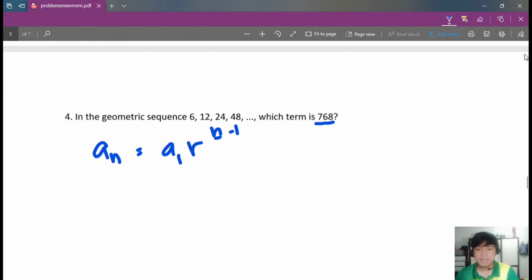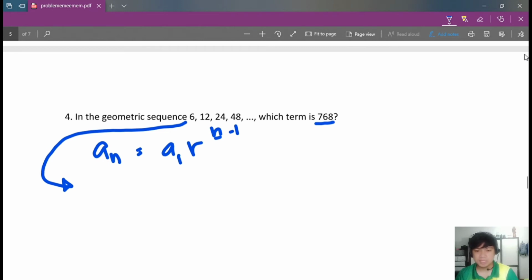So, ang gagawin natin, actually, pwede naman natin gawin successive multiplication. First, pag ito yung problem, ang pinakamadaling gawin is we are going to multiply successively, diba? So that is, the common ratio is 2. Kasi 12 divided by 6 is 2.